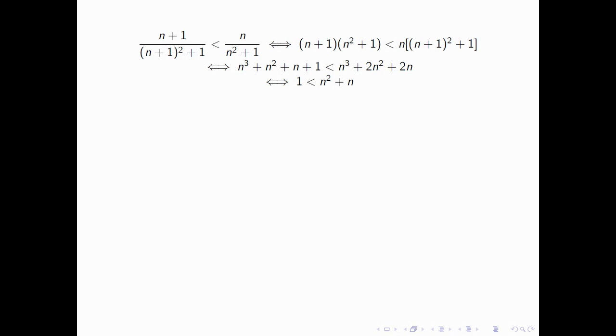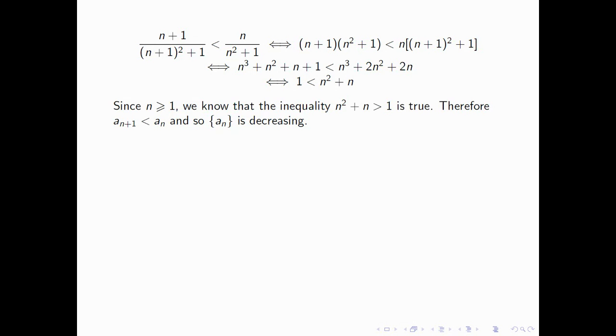But that's true because n here must be greater than or equal to 1. We're talking about a sequence, so the smallest value of n is 1. All right? And so that last condition is always true. And so the first condition must be true. And so this is an increasing function. Okay? Sorry, this is a decreasing function.